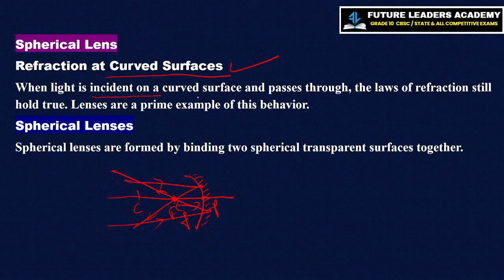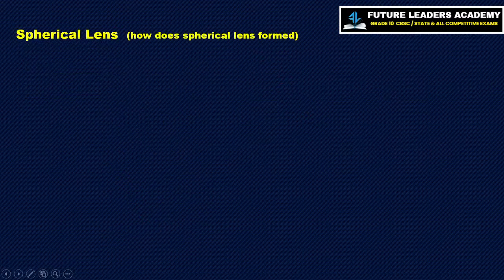When light is incident on a curved surface, the laws of reflection still hold true. Lenses are a prime example of this behavior, that is, spherical lenses. Spherical lenses are formed by bending two spherical transparent surfaces together. Don't worry, I will explain everything. Let us see how a spherical lens forms. Just consider there are two circles.